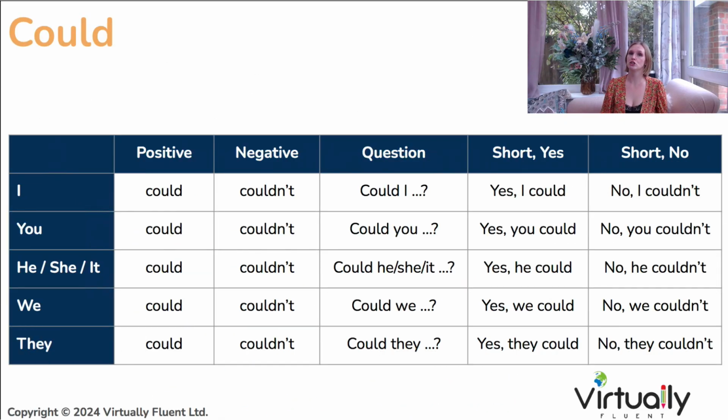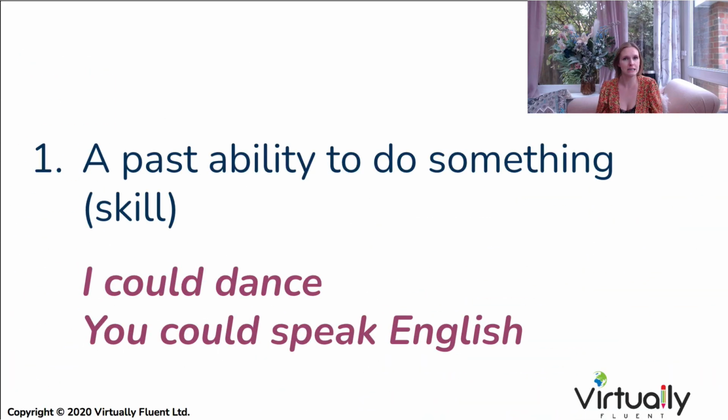So now let's move on to the verb could, which is very similar because it must also be followed always by the bare infinitive form of the verb. In the positive, it is could, and in the negative, it is couldn't. Now, this is very similar because it's also an ability, a skill. Remember, we spoke about that with the modal verb can. But really importantly, it's a past ability. Think of could effectively as the past form of the modal verb can. For example, I could dance, you could speak English.